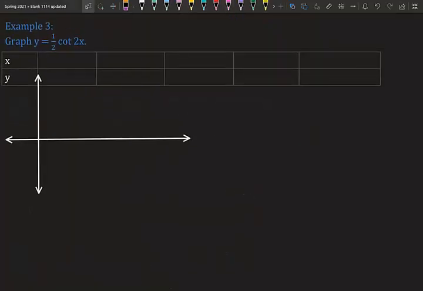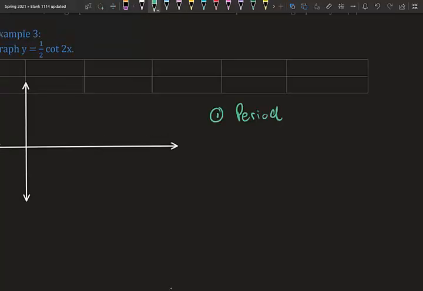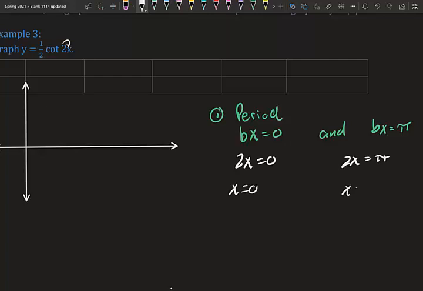Example 3, we're going to graph cotangent functions now. So let's graph 1/2 cotangent 2x. Alright, doesn't change, we still find our period. So how we find our period is a little different for cotangent. The formula is bx equals 0 and bx equals pi. Our b is always the number with x, so the number with x is 2. So we'll have 2x equals 0 and 2x equals pi. So x equals 0 and x equals pi over 2.